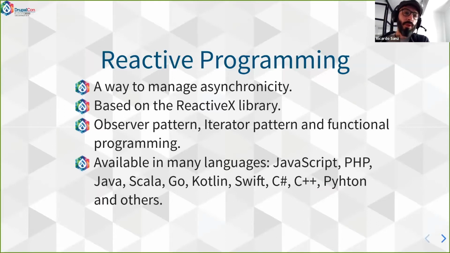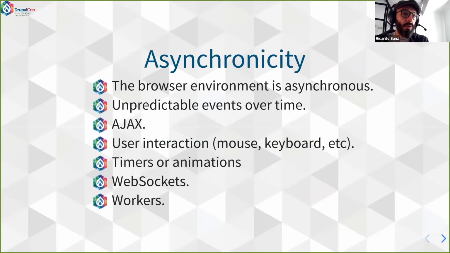Okay, but what is an asynchronous environment? An asynchronous environment is an environment with events that happen over time that we can't predict. This is very common in the browser because it's an asynchronous environment. If we check, for example, a Drupal request, we find that the execution path is more or less predictable. It's complex, but predictable. And the data is available when needed. When a database query is done, we assume that the result, success or failure, is available in the next line of code. And it's the same for reading a file, for example.